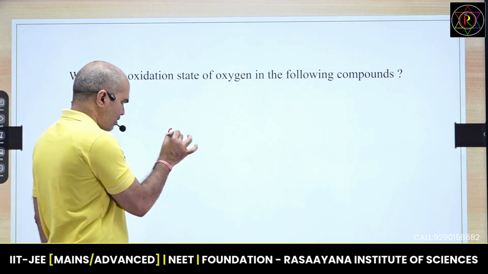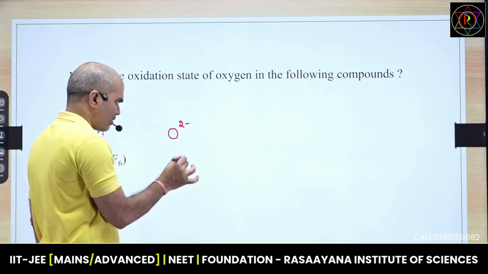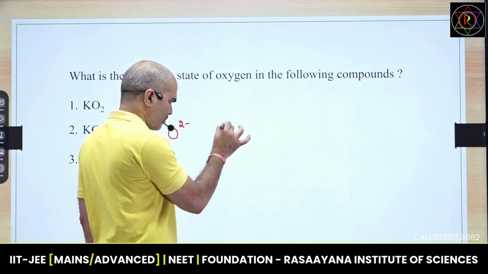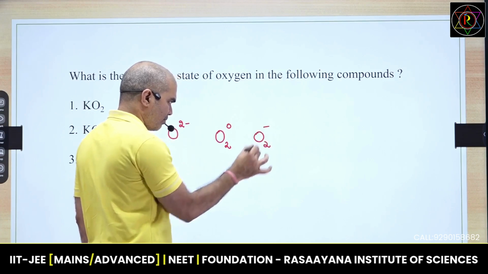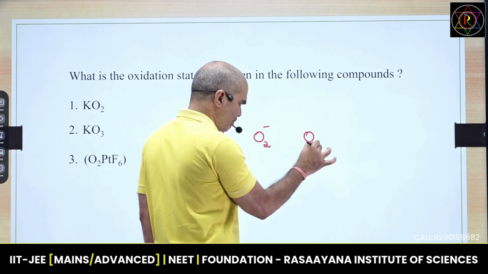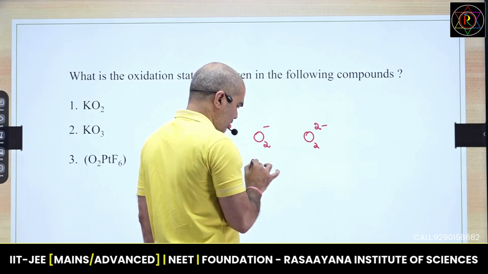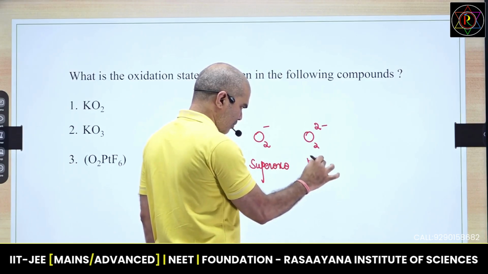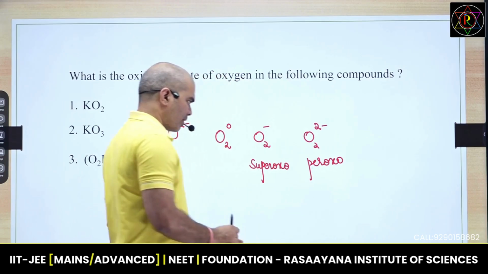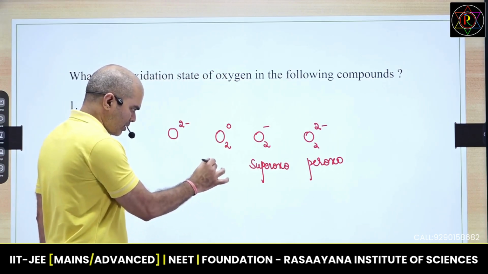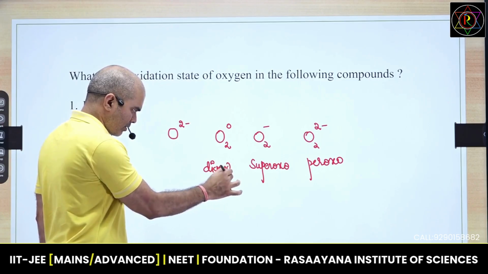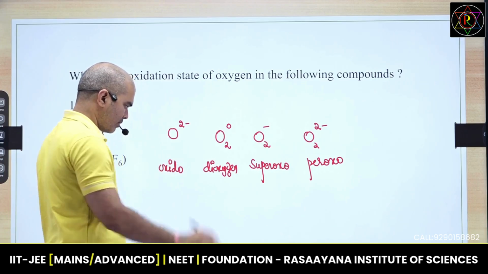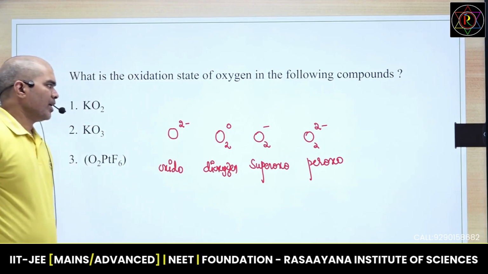Oxygen, when it is found as oxide, can have 2 minus. When it is simply found in O2 elemental state, 0. Or it could be O2 minus, or it could be O2 2 minus. This is called superoxo. This is called peroxo. This is called dioxygen. This is called oxide or oxido. So oxido will carry 2 minus.